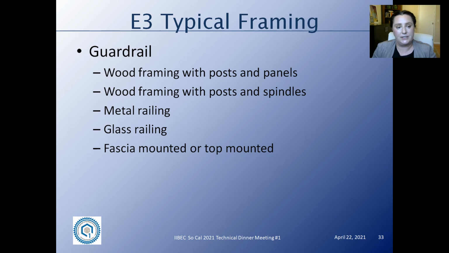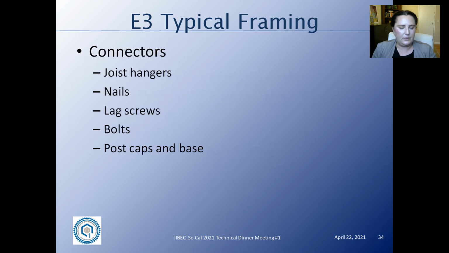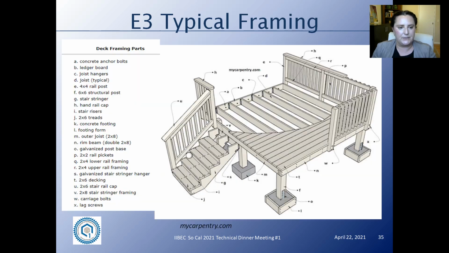Guardrail can consist of a lot of different types. Wood framing with posts and panels, wood framing with posts and spindles. You could have a completely metal railing, glass railing, and fascia mounted or top mounted is typically the framing part. There are lots of different connectors: joist hangers, nails, lag screws, bolts, etc.